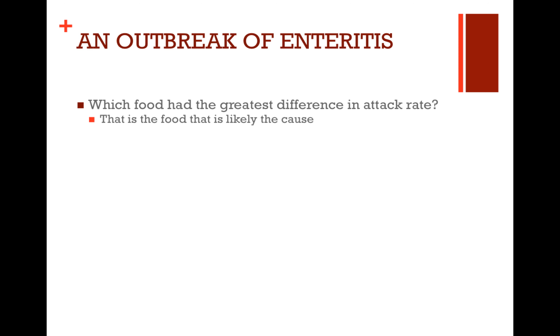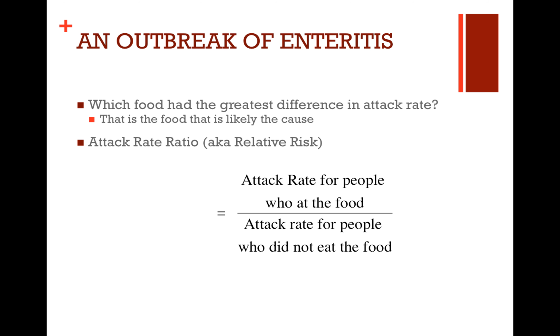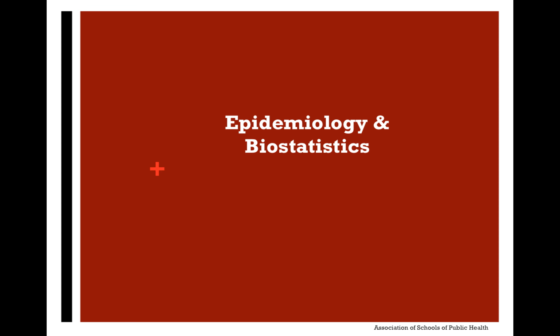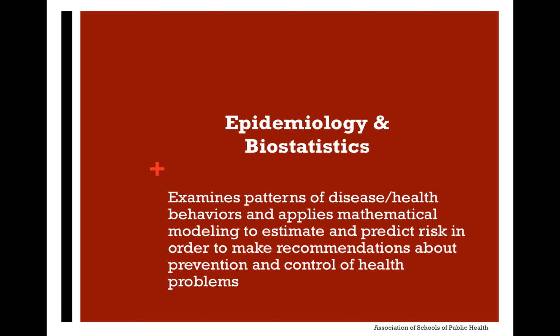So, which food has the greatest difference in the attack rate? That's likely the food that is causing the outbreak. So you have your attack rate ratio, again, the potato salad, 1.68, a 68% increased risk of enteritis if you ate the potato salad that day, which means that's most likely the cause.